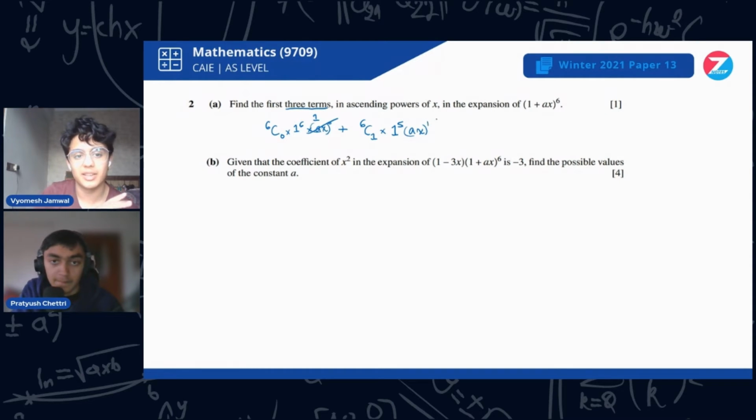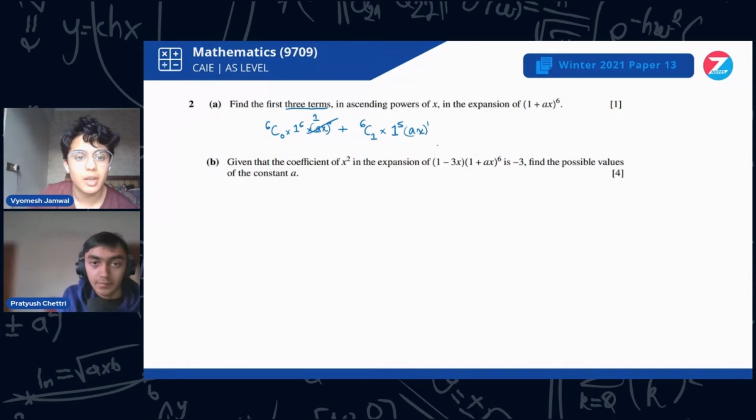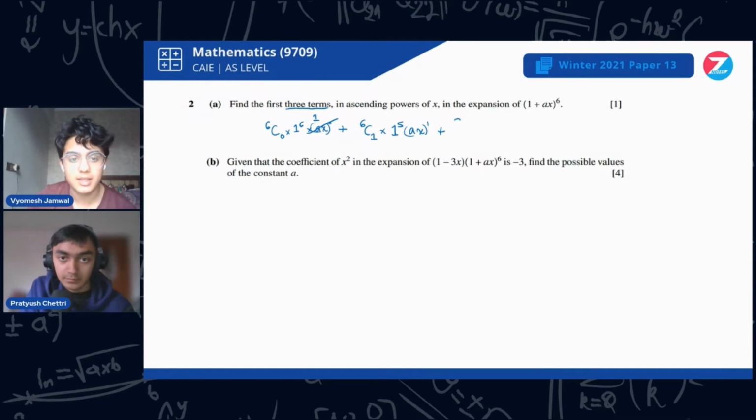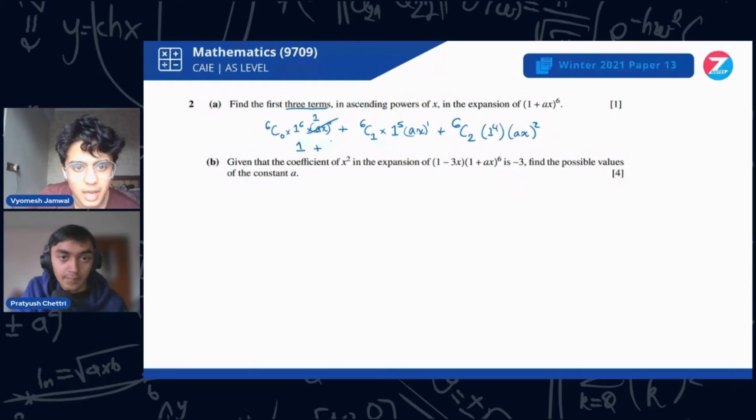As you can see here, as the power of 1 decreases, the power of ax increases. And we're going to do plus 6C2 times 1 to the power 4 times ax squared. And boom, we have our three terms. Now we just need to simplify it. So the first one is just going to be 1 plus 6 times ax, so it's going to be 6ax.